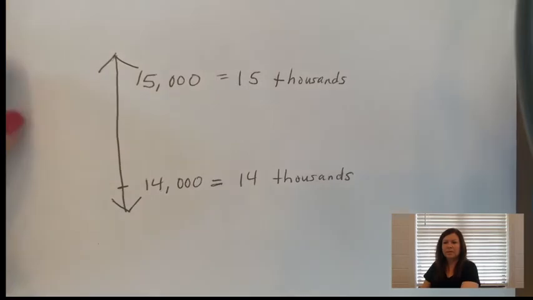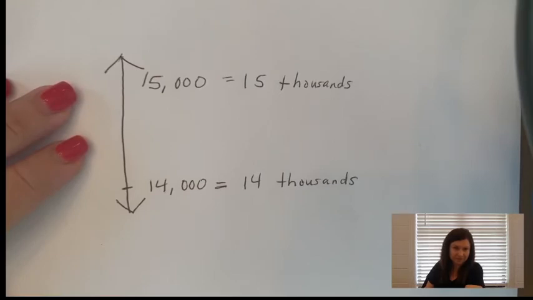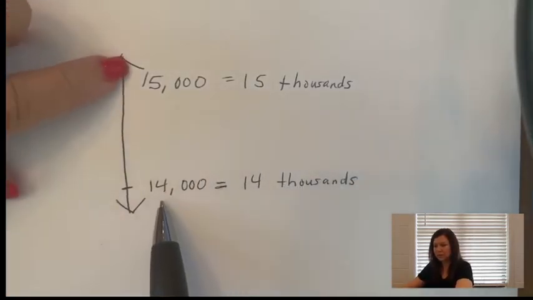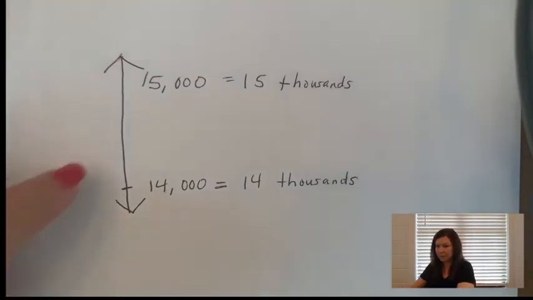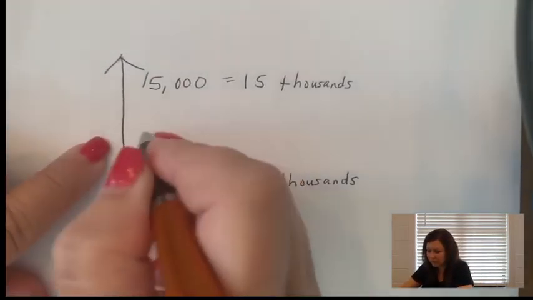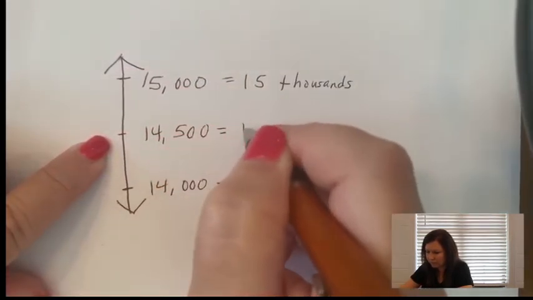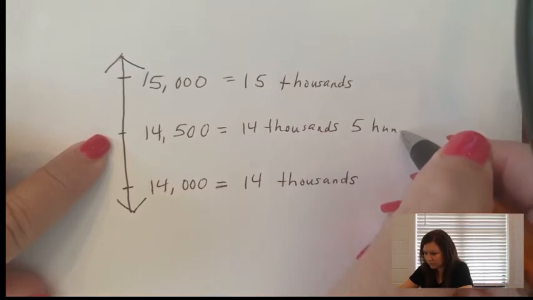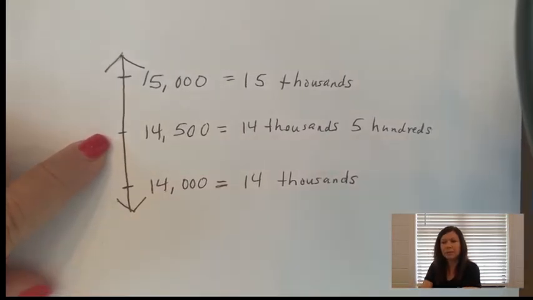Okay. Now, what is halfway between 14,000 and 15,000? Just like we said a few minutes ago, we take a whole, say we have 1,000, halfway in the middle of that would be 500. So we would have 14,500. So 14,500 would be our halfway mark.